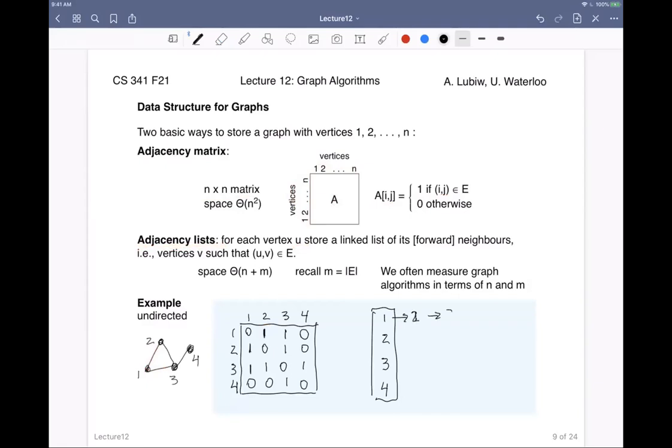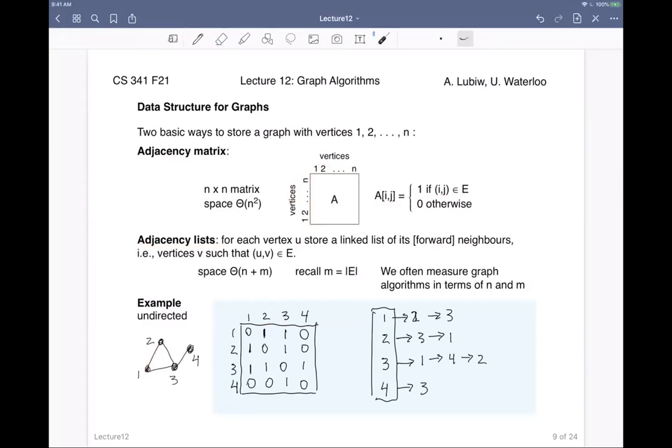2 and 3. Vertex 2 has neighbors 1 and 3. Might be listed in the other order. I'm not going to make an assumption about that. Vertex 3 has neighbors 1, 2, and 4. So maybe they appear 1, 4, 2. And vertex 4 only has the single neighbor 3.